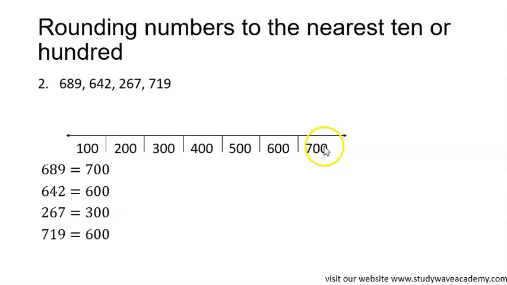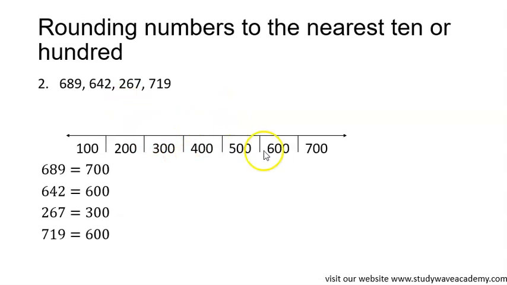So now we look at the tens digit. Here we have 89, right? So 689 should be placed here because it's above 5. It's above 650, right? Let's say the middle here is 650, which is the 5 mark. So it's above the 5 mark, so it should be here. So 689 is rounded up to 700, okay? Do you understand that?